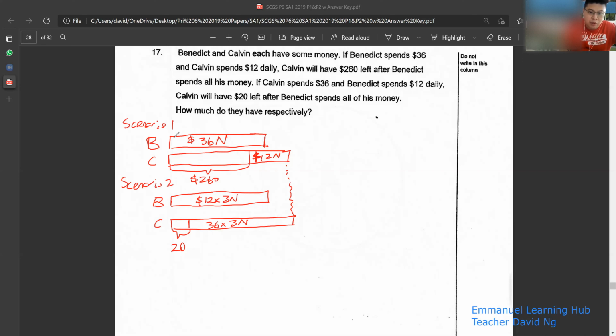The only thing that's the same is Benedict's money and Kelvin's total money. Since in both situations Benedict spent all his money, therefore the second model is times 3N. So your 260 plus your 12N will be equal to 20 plus 36 times 3N.